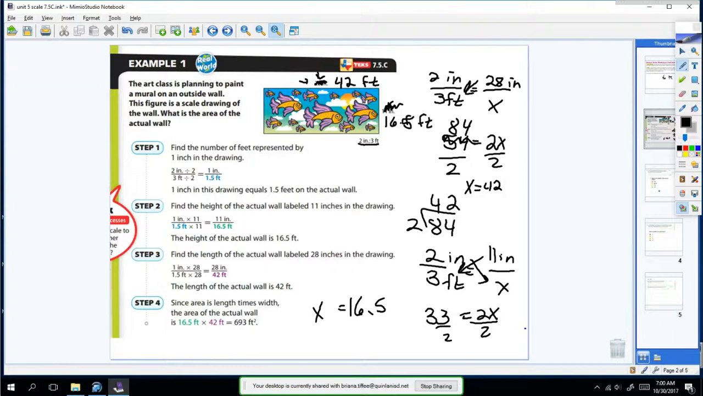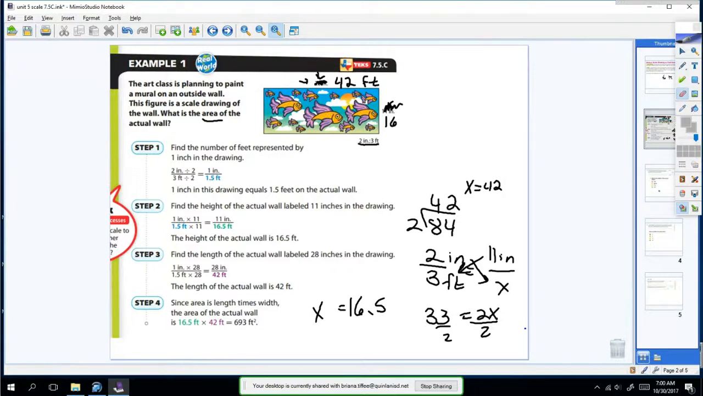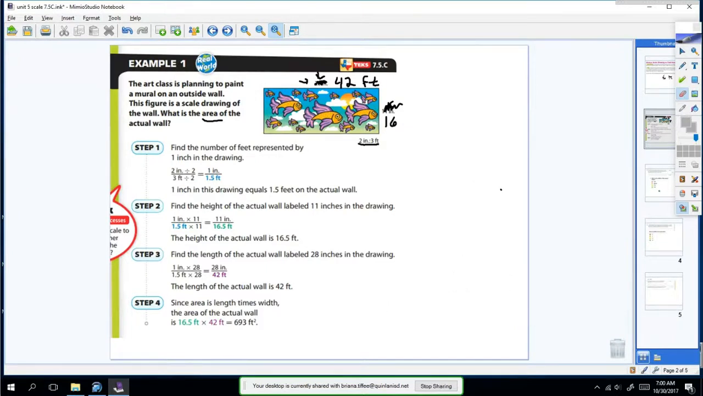Well, we're not done yet technically. What this is asking for is the area of the actual wall. Well, how do I find the area of a rectangle? Length times width. So since we now have the new length and the new width, we just multiply them together. So let me erase this and make that look a little bit better. This was 16.5 feet. So all we have to do is multiply them together. So we're going to do 16.5 times 42.